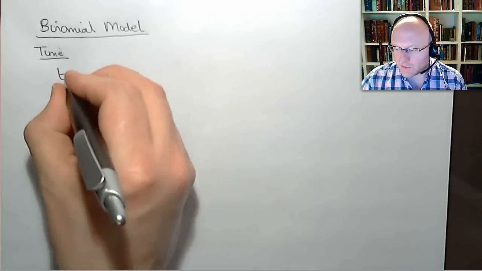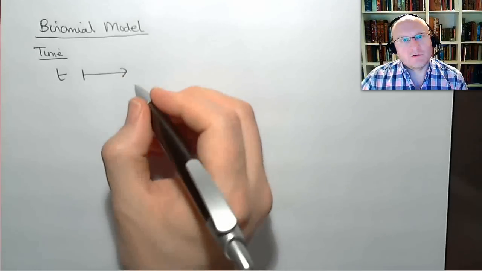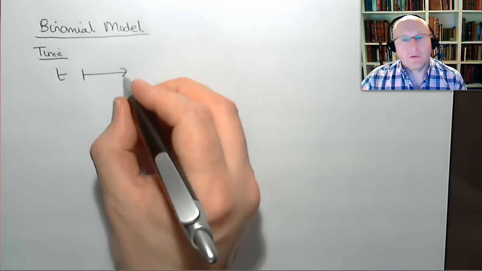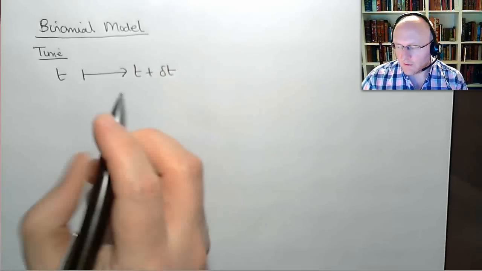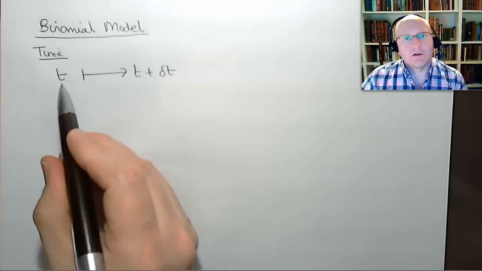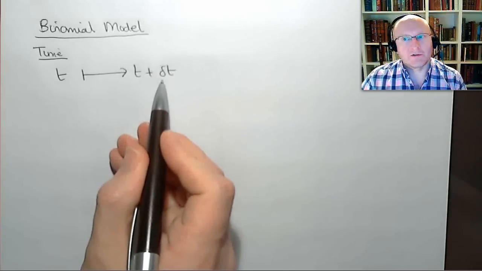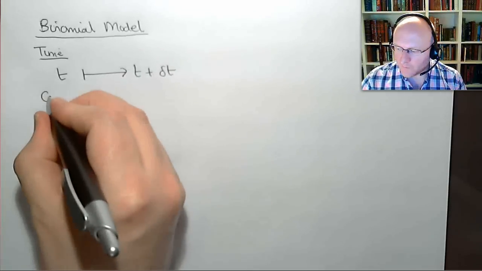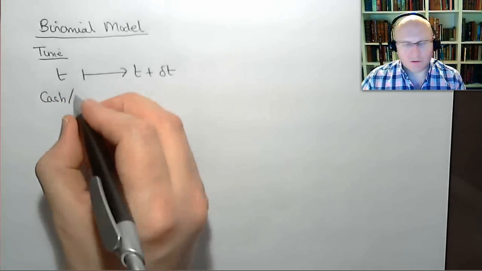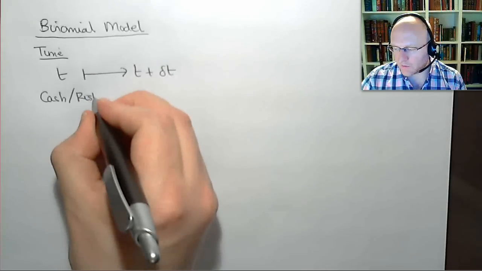One way to do this is to consider a single time step of size delta t. So we consider time changing from a current time t to a new time t plus delta t. And then we build a model in two parts. We build a model for cash invested, or equivalently a riskless bond.